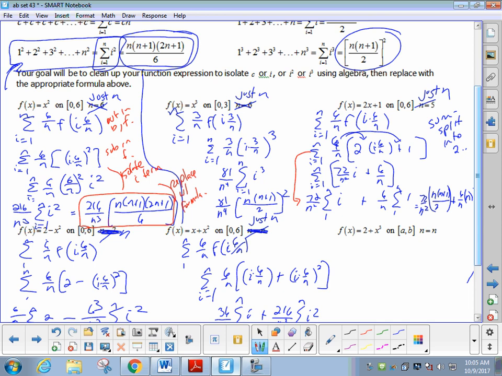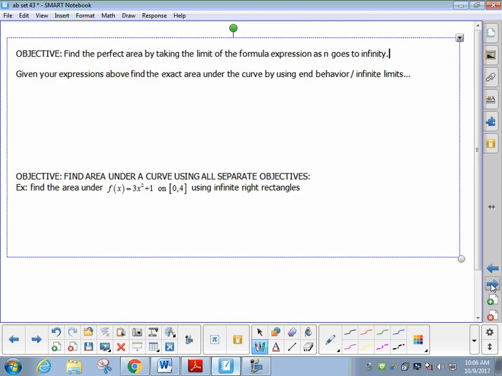If I said use five rectangles, I could just use this formula, plug in five, there's my estimate. So this is a formula that would find the area under the curve using any number of rectangles. And like we said at the start, the more rectangles you use, the better the estimate of the area of the curve. So it's logical then to take this formula and let the number of rectangles go to infinity or grow without bound. That's the next step then, or the last step. You'll be happy to know it's also the last step.